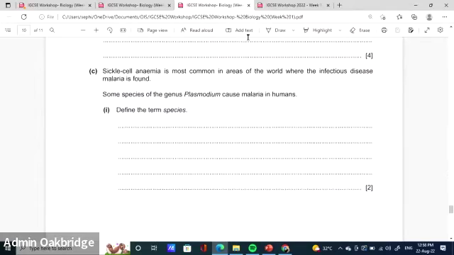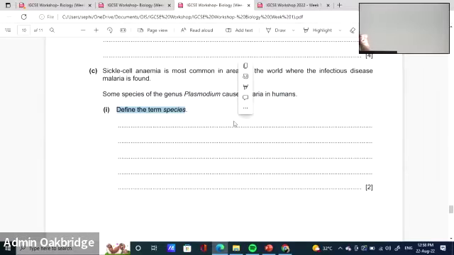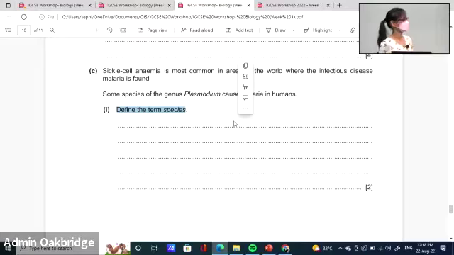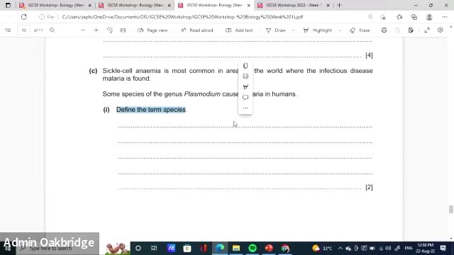Now, do you know the answer to this question? Define the term species. Because this question comes up very commonly. Very frequently. Okay, my English is very bad today. Very frequently. What's the answer? Dorcas, do you know? Species.